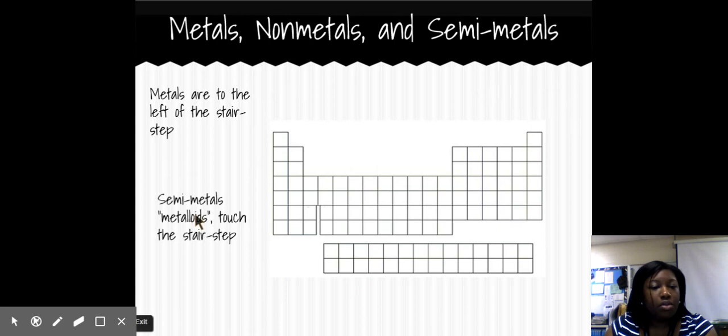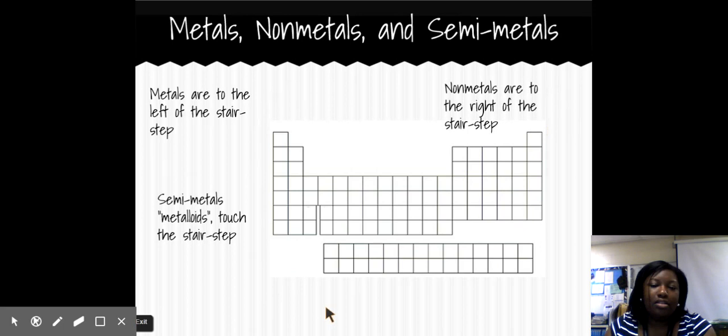So our semi-metals are metalloids. They touch the staircase, like we just said. Non-metals are to the right of the staircase. Okay. And hydrogen is the only non-metal on the metal side.